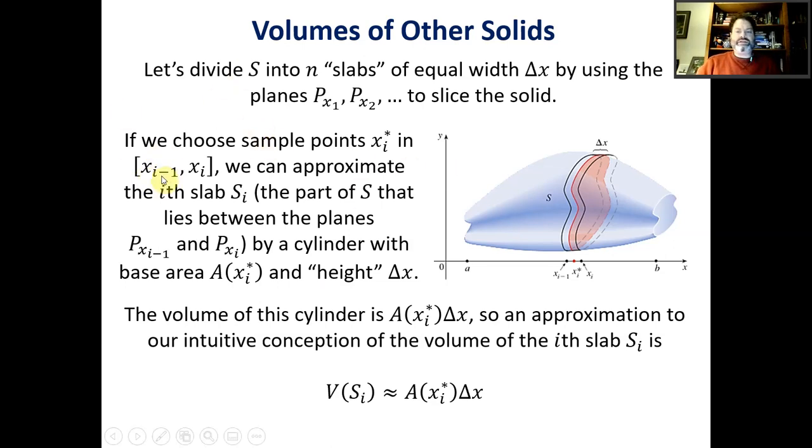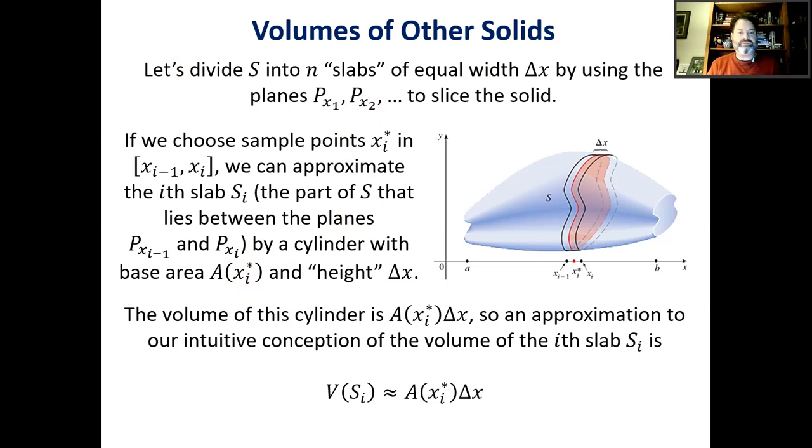So the idea is we cut this thing up into lots of intervals. The width of each interval is delta x. Pick a sample point on the x-axis and cut through, compute the area there. And so the area will be what we call the base, and the height is what we're calling delta x. That will give us a volume of each slab, or each slice of bread, if you want to think of it that way.